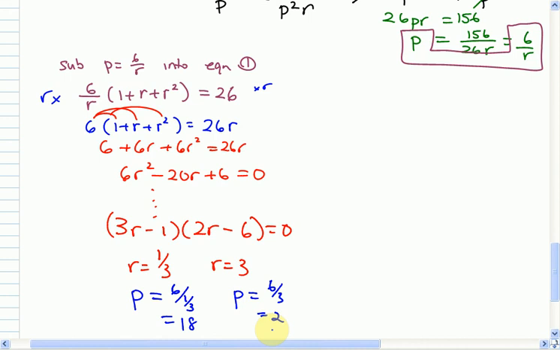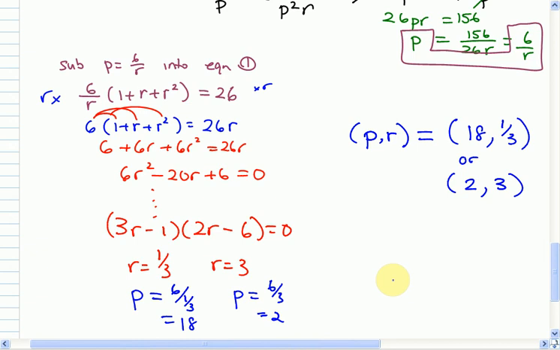If you want to be specific, because some people might not know which letter comes first, you can write down a sample coordinate like this: P, comma, R equals, and then list them out. P is 18, R is 1/3, or P is 2, R is 3. When you write out P comma R, that tells the reader that your first coordinate is P and your second one is R.